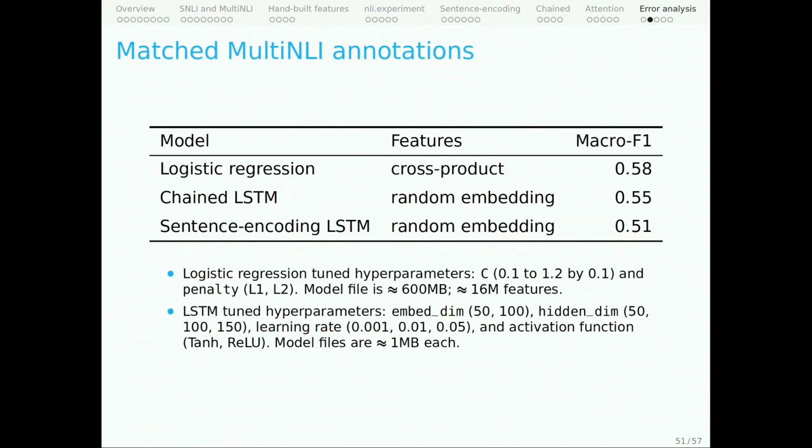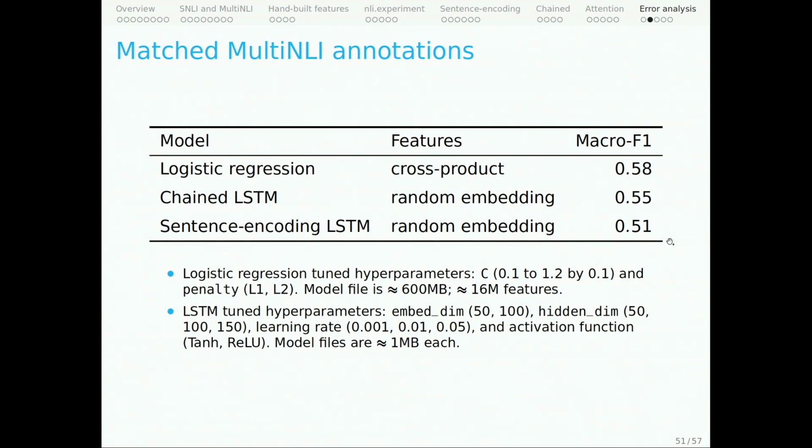So just as an example of something you might do, I used some of my own Amazon credits that I got along with you all to run a bunch of experiments on the cloud, just using the course code. So I did logistic regression with cross-product features, and I explored the regularization strength and the penalty type, L1, L2. And then for LSTMs, I did a chained one, which is the most naive version where you have shared parameters across premise and hypothesis, as well as a sentence encoding one, which I just pulled out of that notebook that I showed you. And I explored the embedding dimension, the hidden dimensionality, the learning rate, and the activation function.